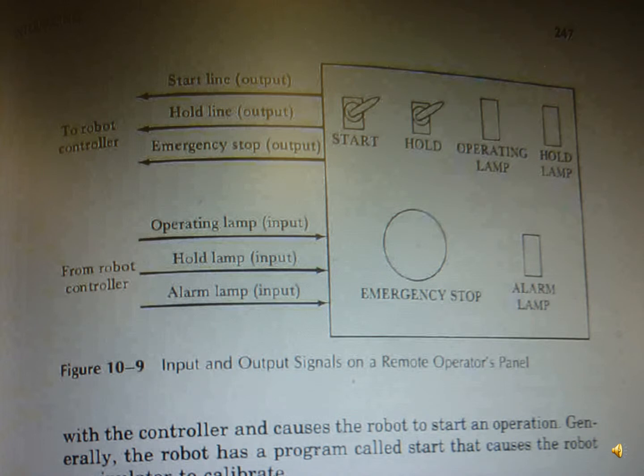So there's a remote operator panel, and there will be input and output signals. In this case, you can see the panel: start, hold, operating lamp, hold lamp, alarm lamp, and emergency stop. Those are the most important basic control system signals. So from the operator to the robot, it can go through the start line output, hold line output, and emergency stop output. In the meantime, from the robot to the controller, there are operating lamp input, hold lamp input, and alarm lamp input. Those are the signals coming out from the controller to the robot and from the robot to the controller. So this is the input and output signals on the remote operator panel.